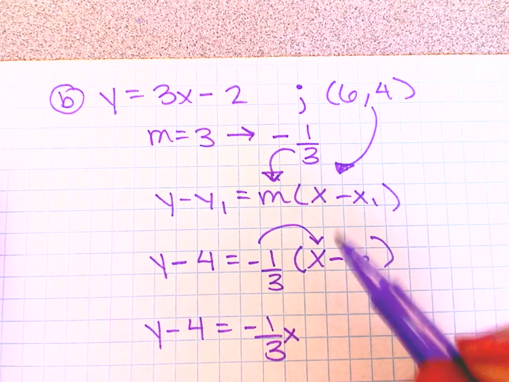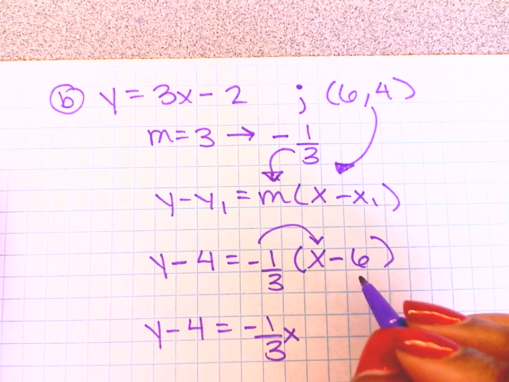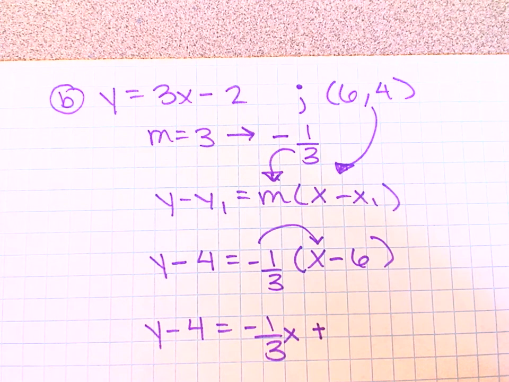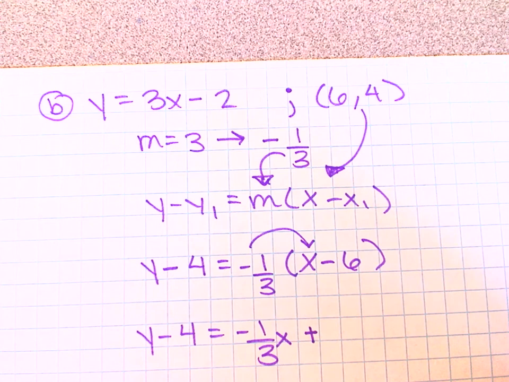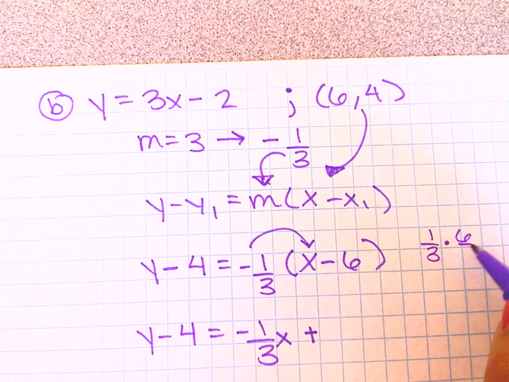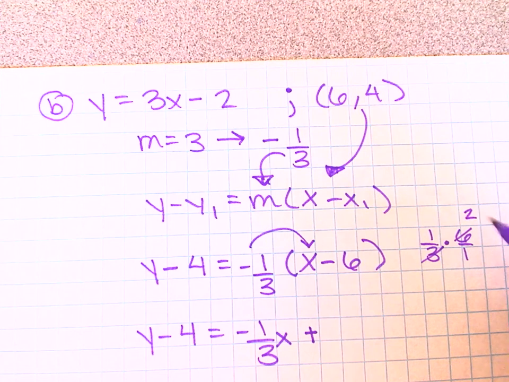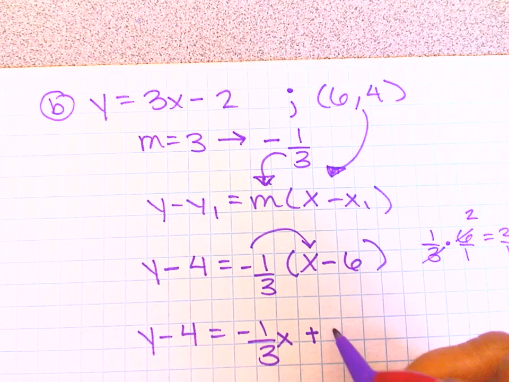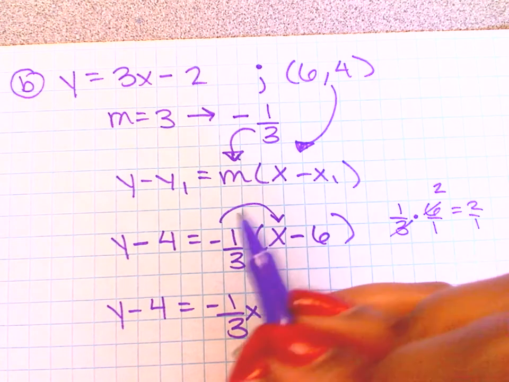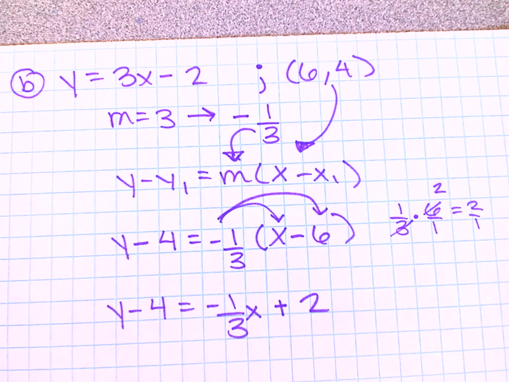Then I have negative 1/3 times negative 6. Two negatives end up being a positive. So that's like saying 1/3 times 6 over 1. I know that 3 can go into 3 once, and 3 can go into 6 twice. So I get 2 over 1, so my answer is 2. Negative 1/3 times negative 6: a negative times a negative is a positive.